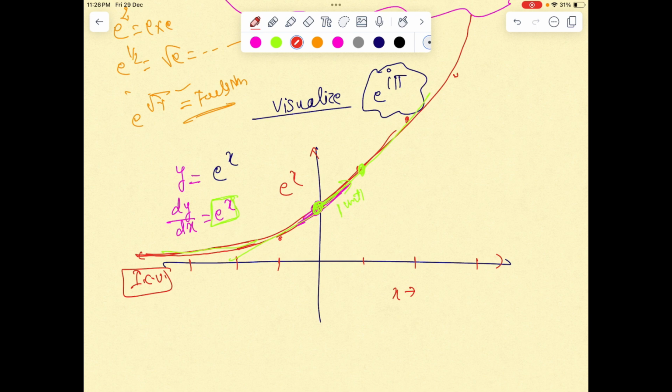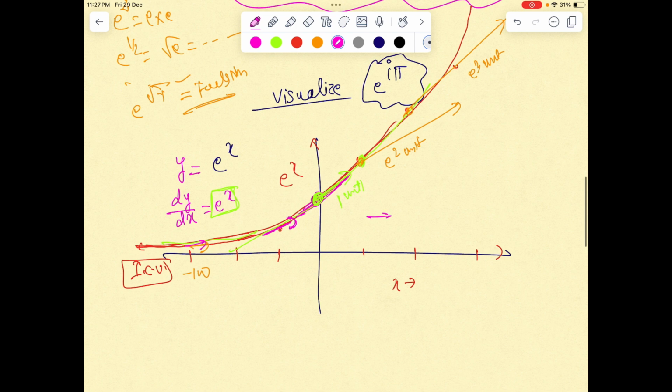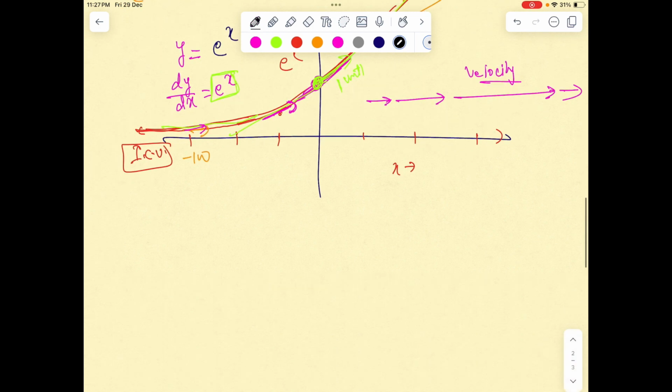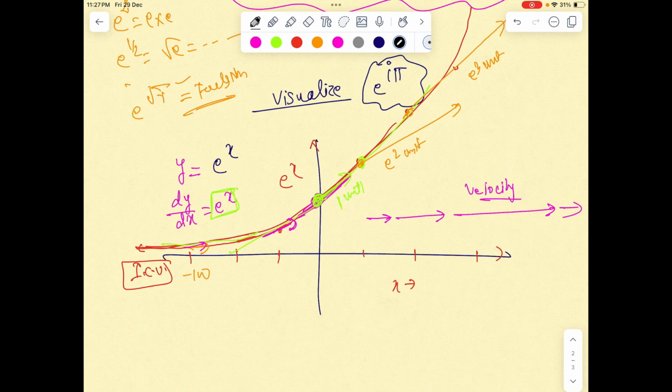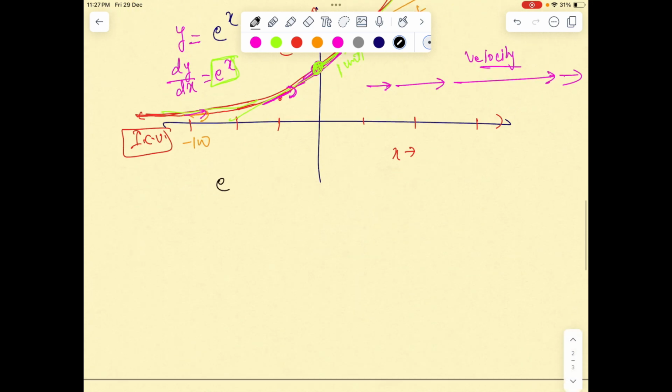At point 2, it's moving at the speed of e squared units per second. At 3, it's moving at a speed of e cube units per second. So you can see how fast it's moving. And let's say at minus 100, it was too slow. At minus 1, it was still slow at 1 by e. So in fact, the velocity vector itself is growing too rapidly. So this is how the velocity will behave, right? So far so good.